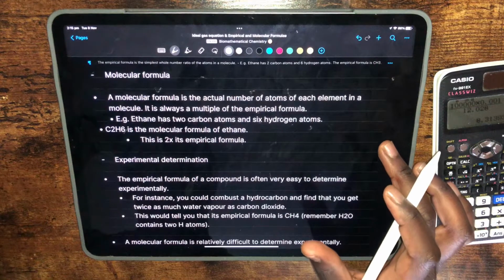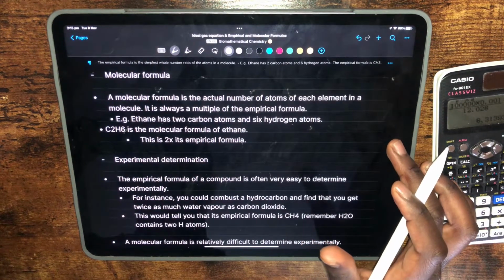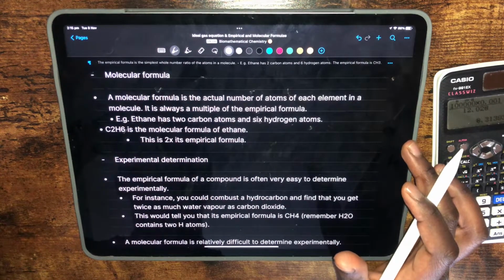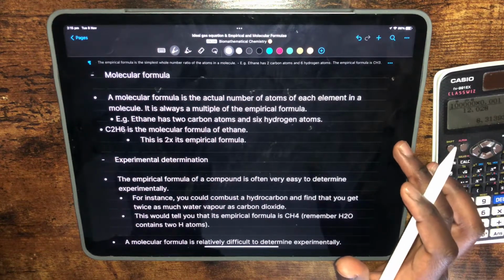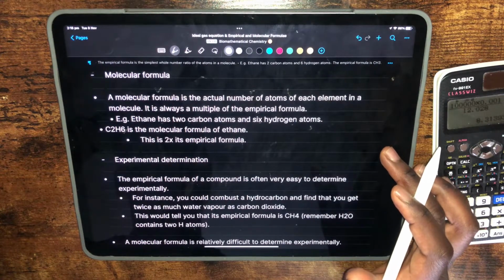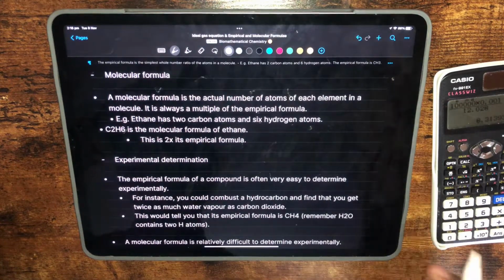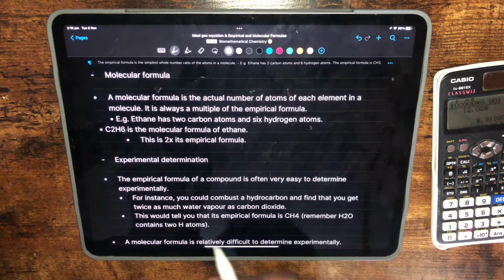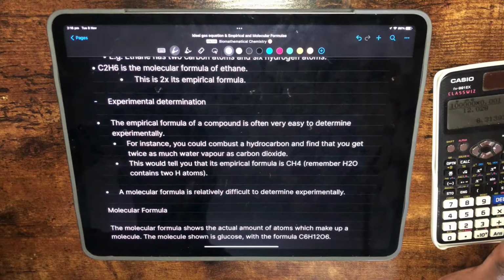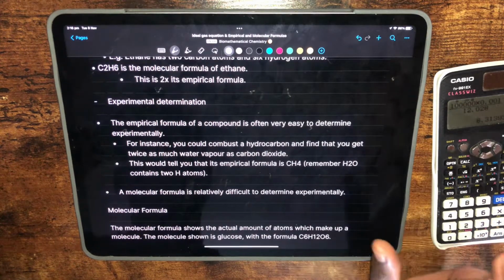Experimental determination. The empirical formula of a compound is often very easy to determine experimentally. For instance, you could combust a hydrocarbon and find that you get twice as much water vapor as carbon dioxide. This would tell you that its empirical formula is CH4. Remember, H2O contains 2 hydrogen atoms, right? A molecular formula is relatively difficult to determine experimentally, so this is why we only do it that way.